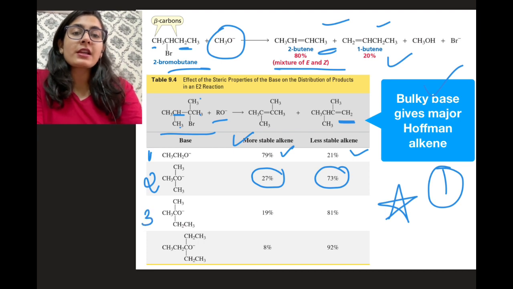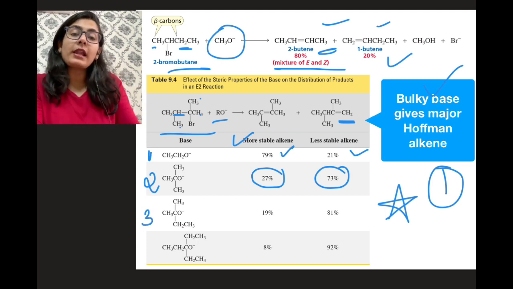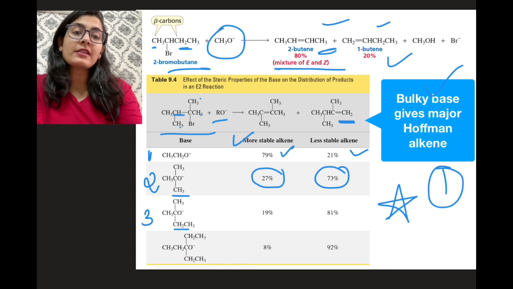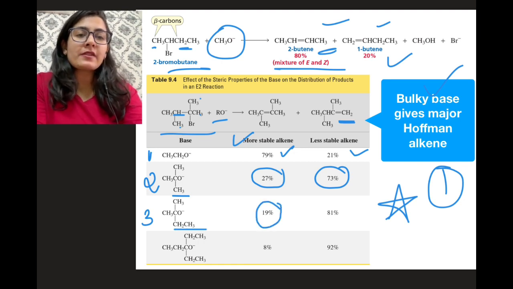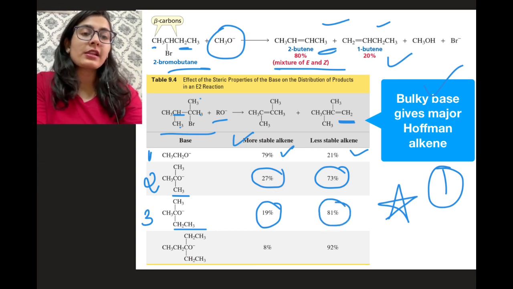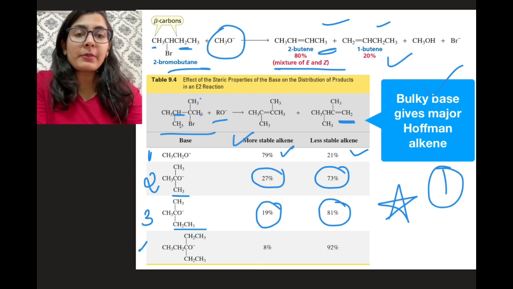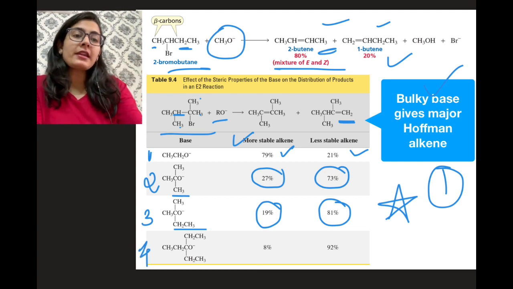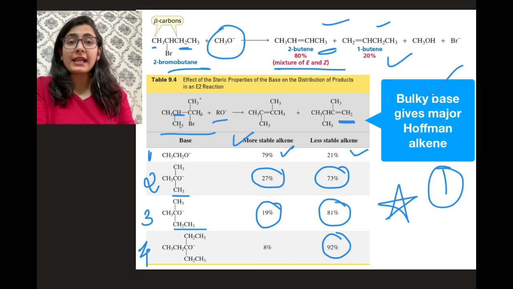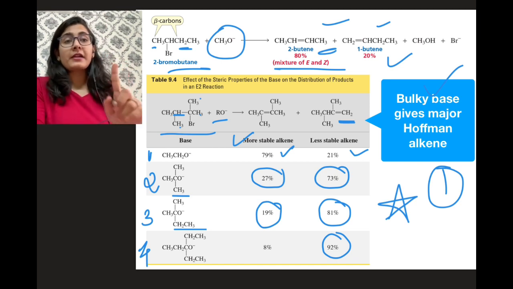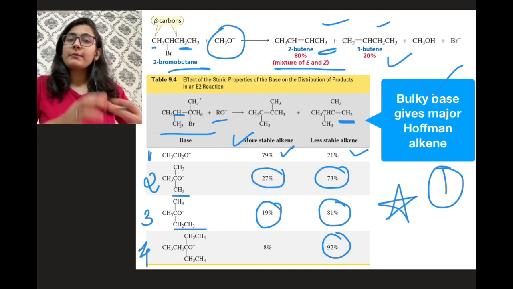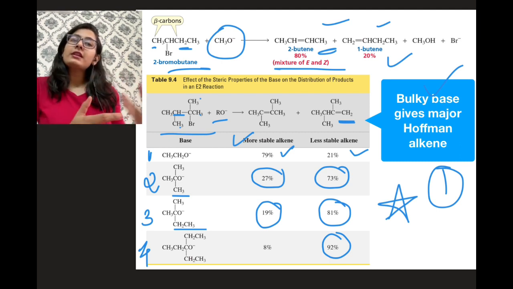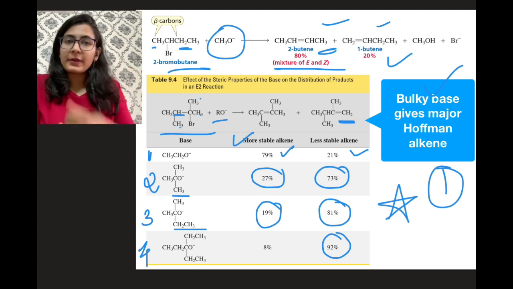Similarly, the third base, you see over here, is even more bulky because the CH3 has been replaced by the ethyl. So there is an even lower percentage of the more substituted alkene and a higher percentage of the Hoffman product. Similarly, the bulkier the base, once again you get 92% of the Hoffman alkene. So the first factor that we have seen is the bulk of the base. The bulkier the base, the better the yield of the Hoffman alkene.